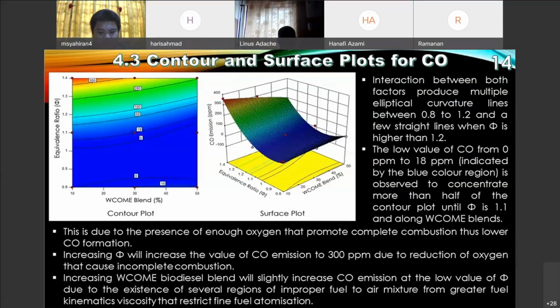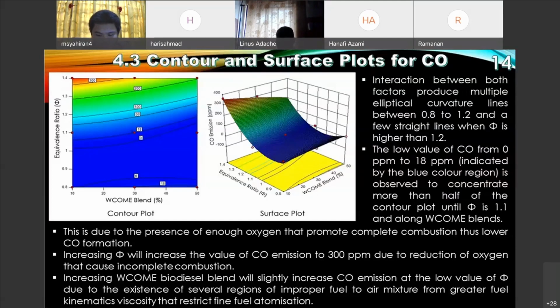Next is the contour and surface plot for CO. Multiple elliptical curvature lines can be seen between 0.8 to 1.4 of the ratio C, and straight lines when C is higher than 1.2. The low value of CO from 0 to 18 ppm is seen to concentrate almost half of the plot, until C 1.1 and along the WCOME blends. This is indicated by the blue color region.